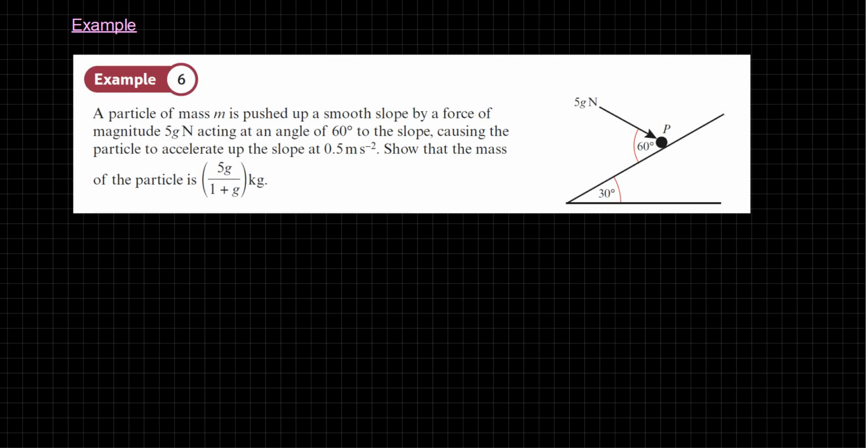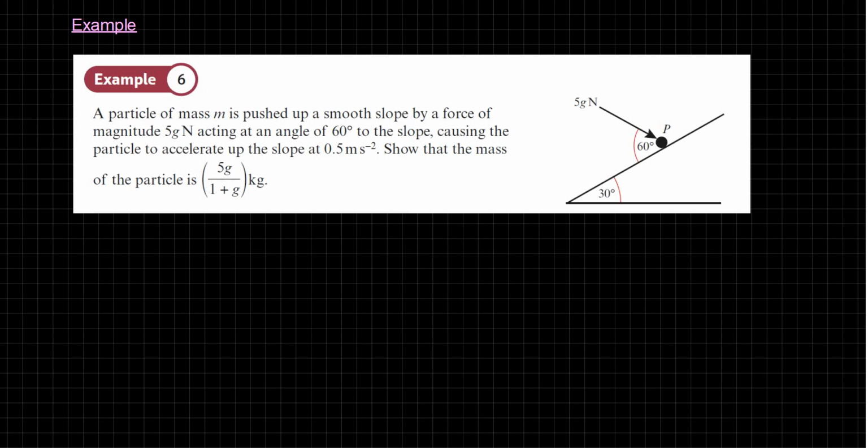So how appropriate, it's got exactly this kind of question. So we've got an object on a smooth slope, no friction, so we don't have to worry about that, and there's a force of magnitude 5g acting at an angle of 60 degrees to the slope, causing the particle to accelerate up the slope at 0.5 meters per second squared.